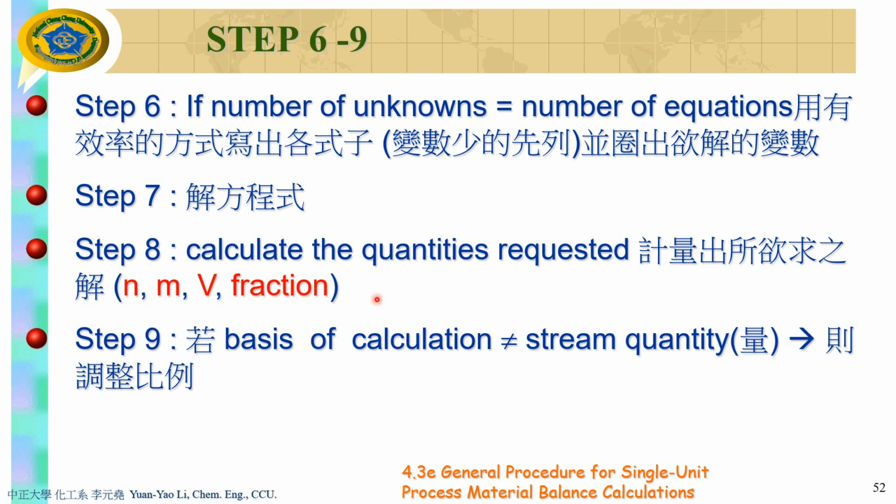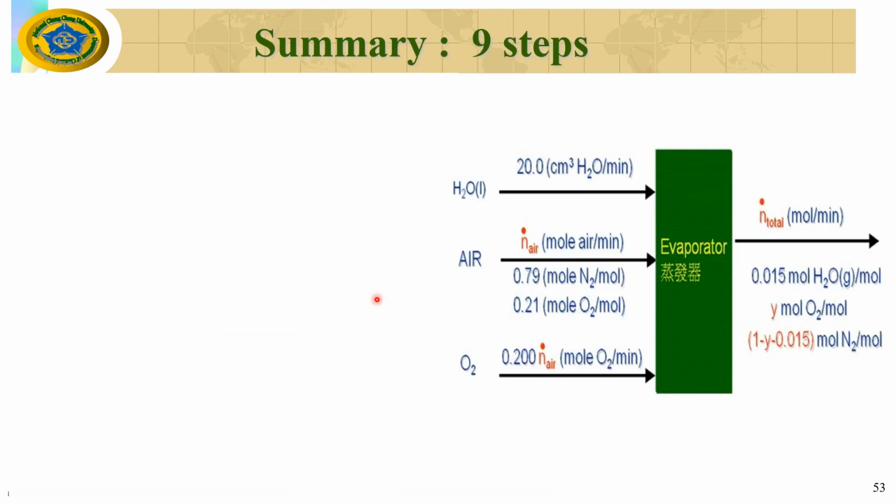And number 9 is called scaling. Because if you choose a basis that is not 100, it might be 123 or 5,394, for example, and then you need to do scaling. I will have a question example for you in this case.